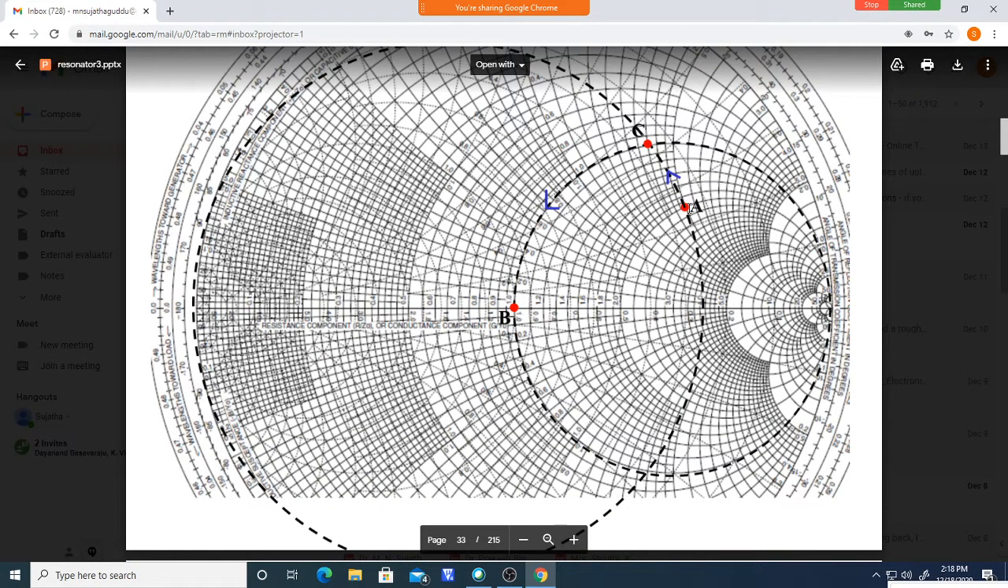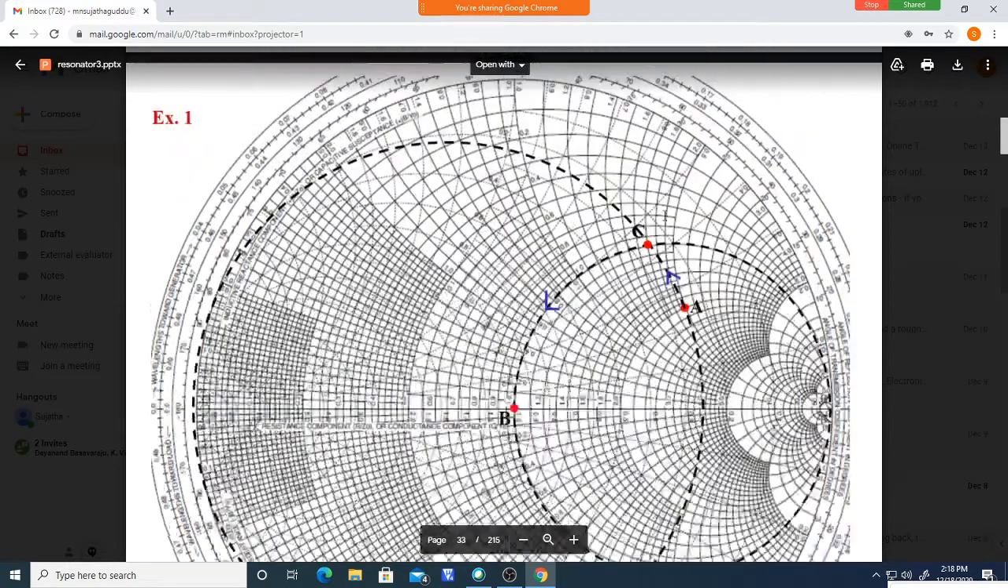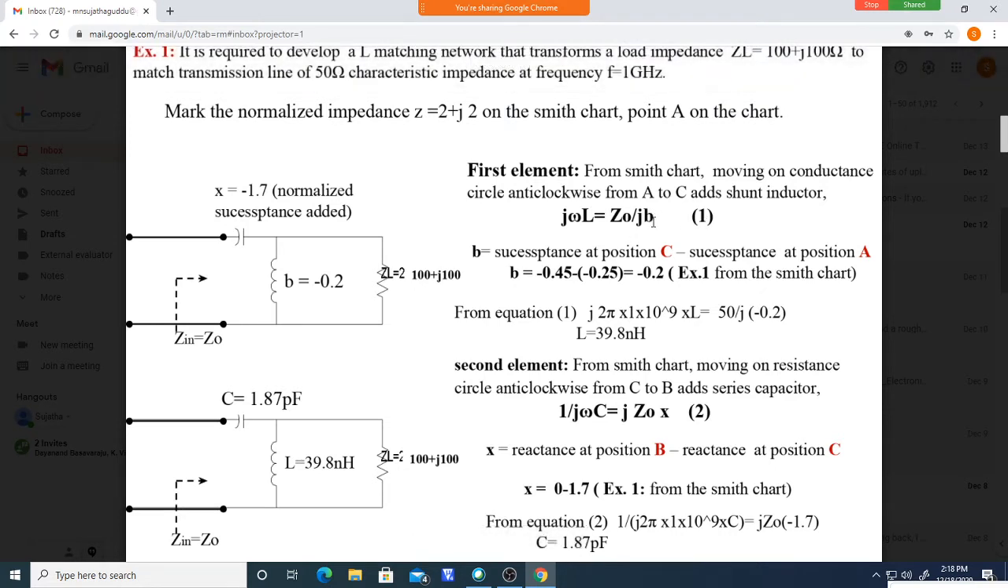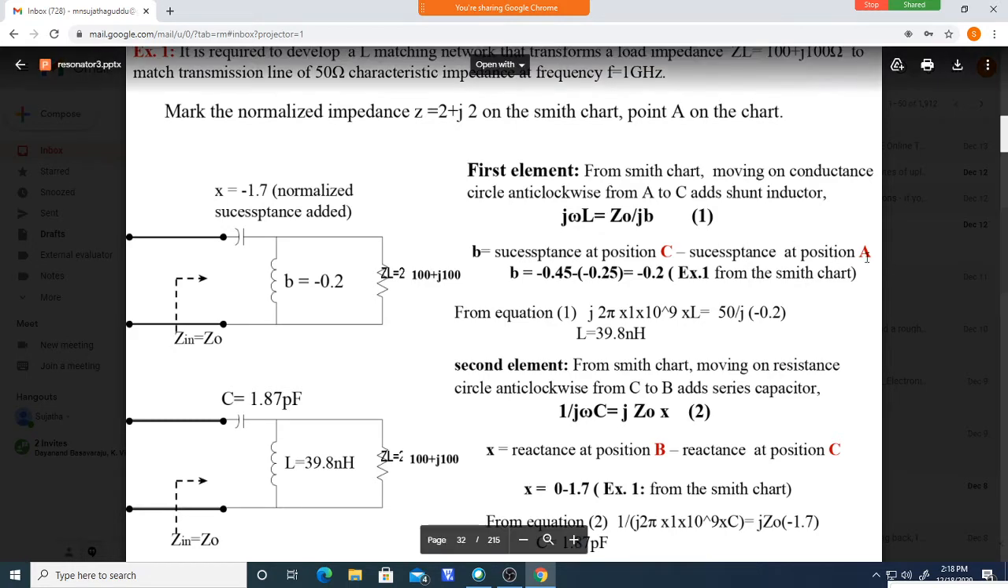That is an inductor. To get the value of the inductor, what do we have to do? You should use this equation, in which B is the unknown. You should calculate this value B, which is the susceptance value. How to get it? You find the susceptance at C minus the susceptance at A.